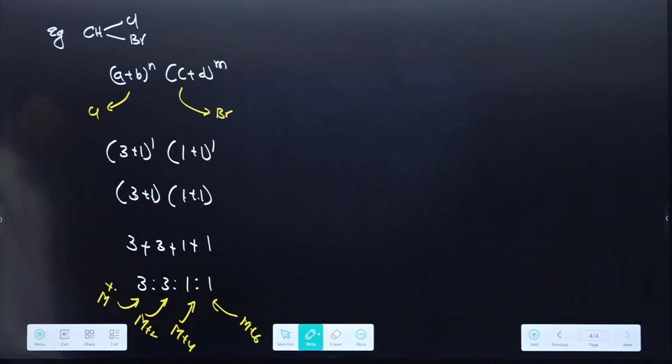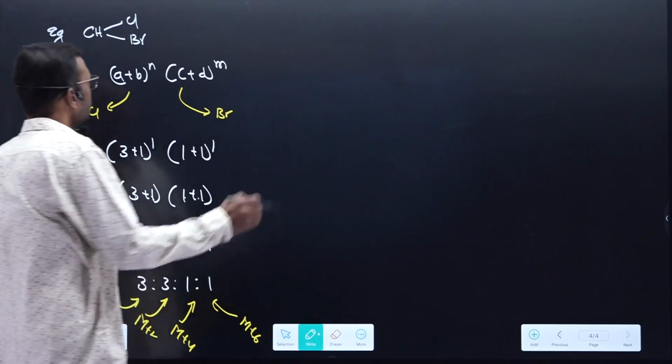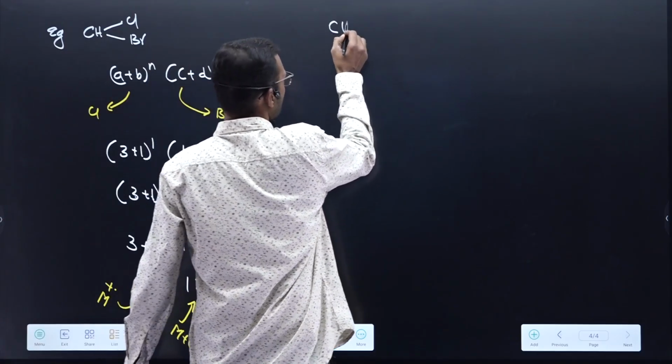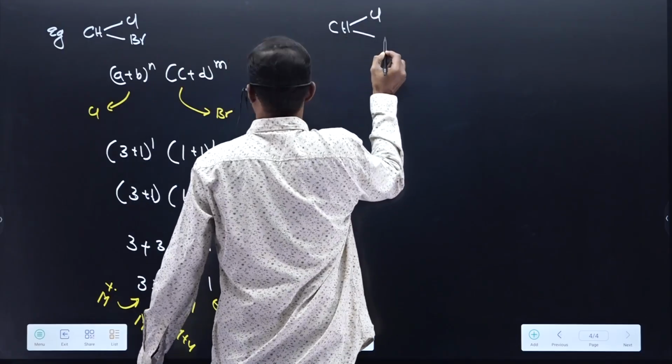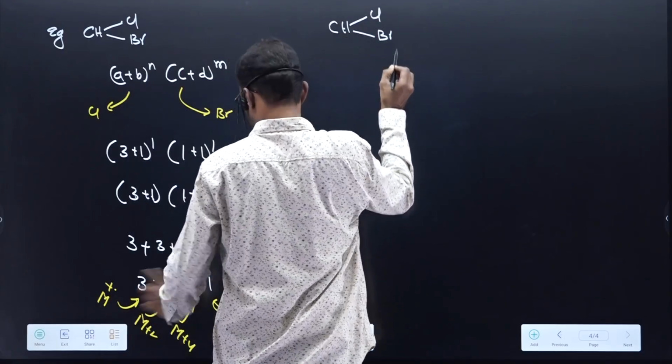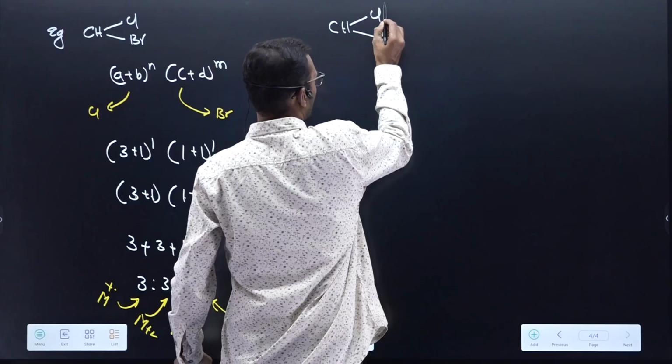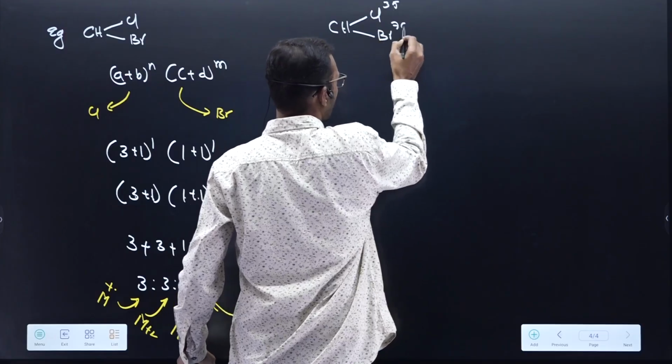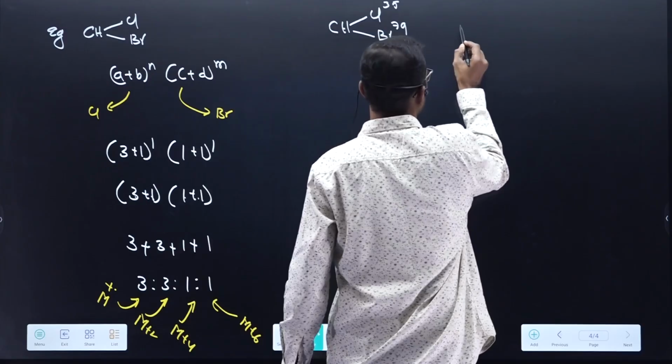Okay, so one more simple correction. After getting this, you need to find out like this. Generally you won't get all peaks here, some peaks will disappear. Now this is 35 and this is 79, both are lighter.